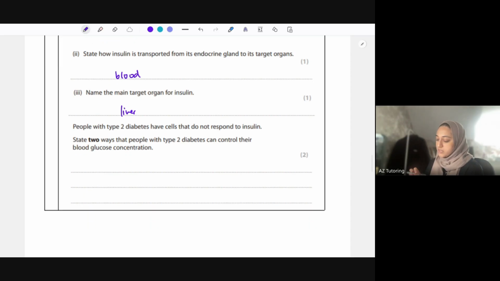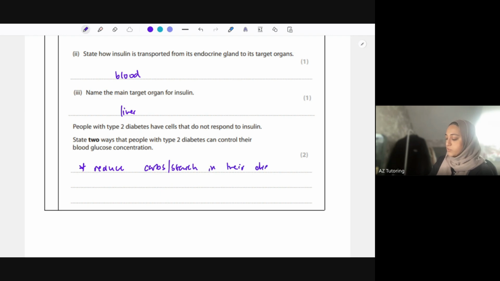People with type 2 diabetes have cells that do not respond to insulin. State 2 ways that people with type 2 diabetes can control their blood glucose concentration. Well, essentially reduce the amount of carbs and starch in their diet, because that's what's promoting more glucose in your body that you can't get rid of. Another thing you could do is exercise. As a third point, if it was a 3 marker, you could say lose weight as well. People with type 2 diabetes tend to have quite a big waist, which also contributes to it. So losing weight would help people with type 2 diabetes.